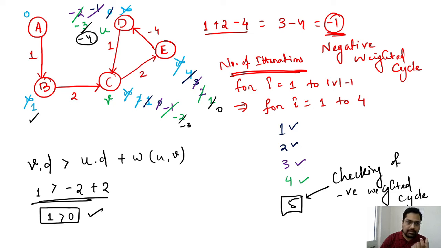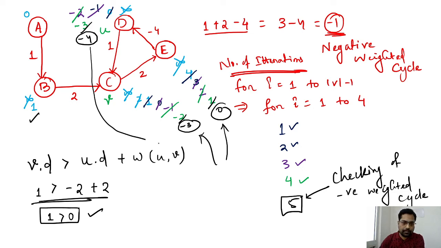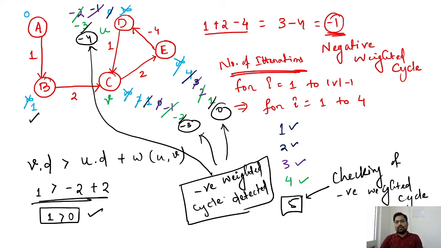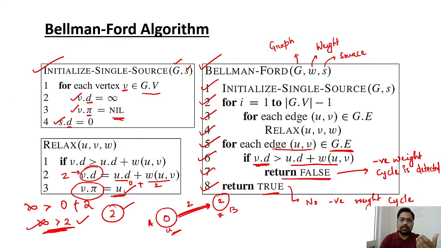So I'm just writing this in a circle, where it says negative weight cycle detected. Clear? This is how we are detecting whether a negative weight cycle exists or not, and this is exactly our aim, to find or to detect the negative weight cycle.